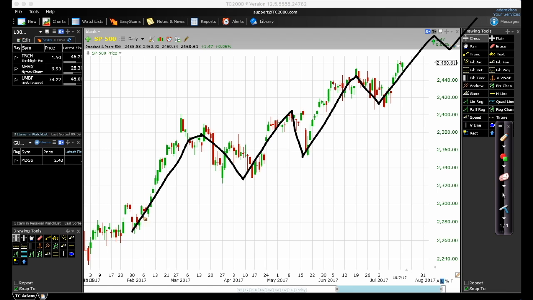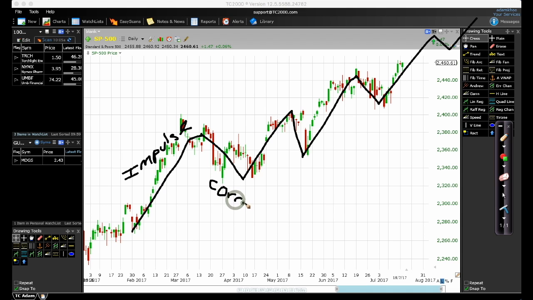All right. So this is known as the impulsive wave. The impulse wave is the wave that is in the direction of the trend. So this is an uptrend. This is the impulsive wave, right? Where people are buying and buying and buying. And then eventually there's some profit taking. So this is known as the corrective wave.